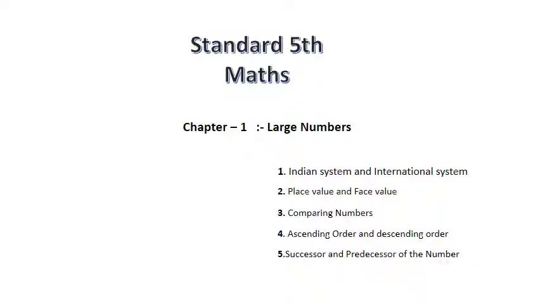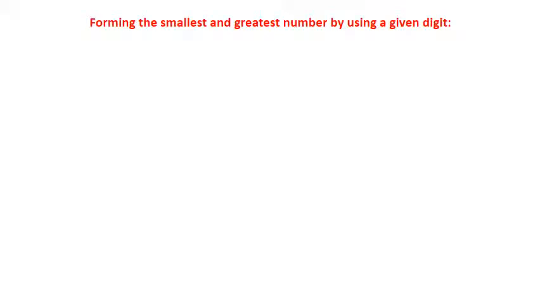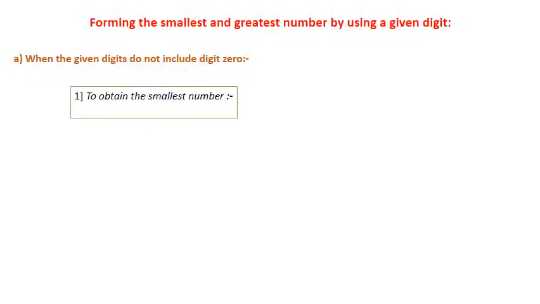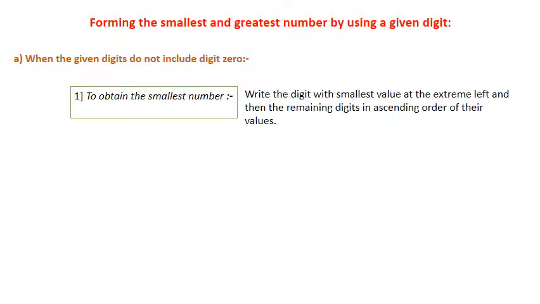So students, in this chapter we will learn how to form the smallest and greatest number by using given digits. Now for case A1, when the given digits do not include digit 0. To obtain the smallest number, write the digit with the smallest value at the extreme left and then the remaining digits in ascending order of their values.